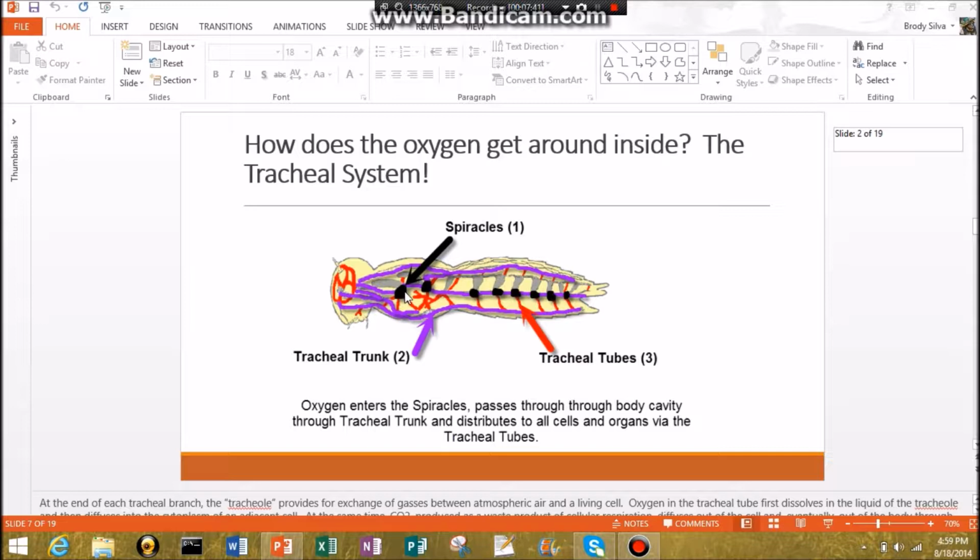It goes through a tracheal trunk, which are these big purple lines, and those are like your big pipes that contain oxygen. The tracheal tubes will then spread out from the trunks and go directly to the organs. At the end of each tracheal tube, there is a tracheole, or in humans it's known as alveoli. That's basically what they are, and it does the gas exchange, cellular respiration.